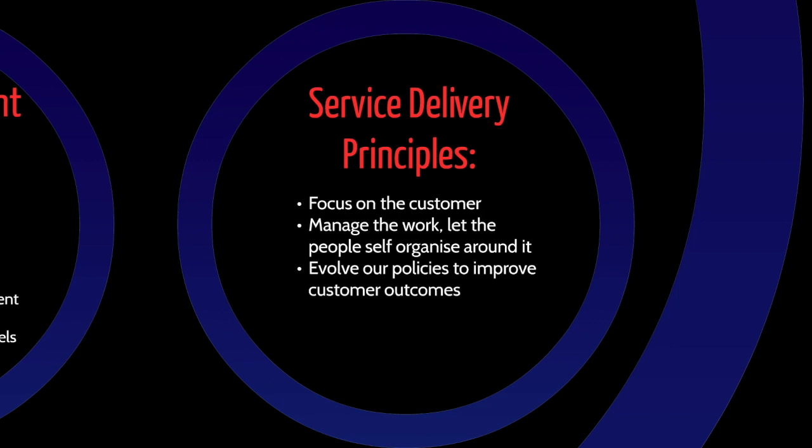not just ask them what they like or what they would like. Service delivery principle number 2 is manage the work and let the people self-organize around it. This is absolutely key in Kanban. Many people feel like we need to manage what people do or they won't do anything. This is theory X or Taylorism. And it's not well suited to the psychology of modern knowledge workers who are trying to solve complex problems.